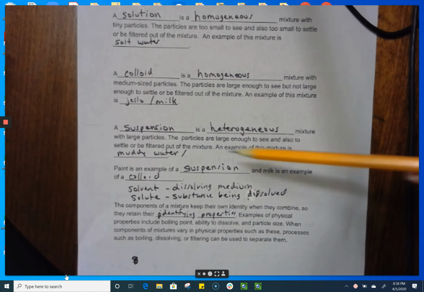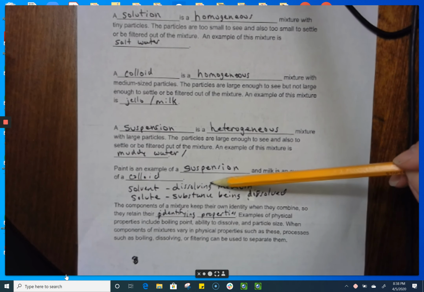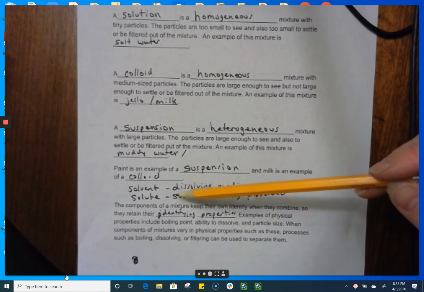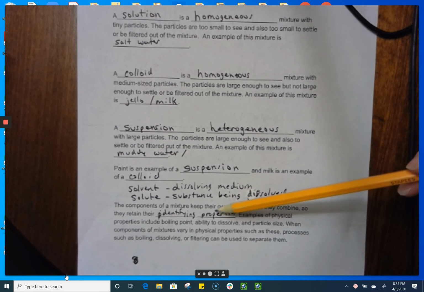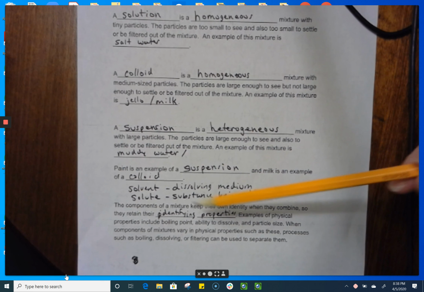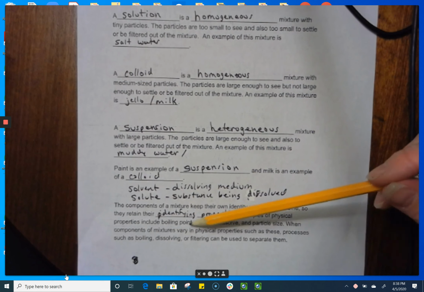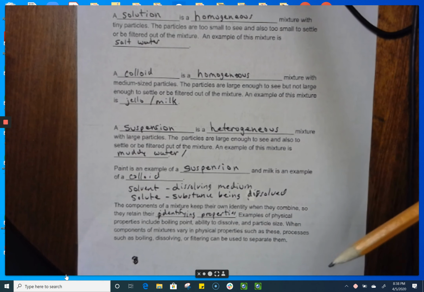There's 2 parts to these mixtures. The substance that's doing the dissolving, usually water for a lot of things, is the solvent, and the solute is the substance being dissolved. And the thing about a mixture, I've already said, the parts of a mixture keep their own identifying properties. Okay. Examples of physical properties include boiling point, the ability to dissolve, particle size, and when components of mixtures vary in physical properties such as these, processes such as boiling, dissolving, or filtering can be used to separate them.